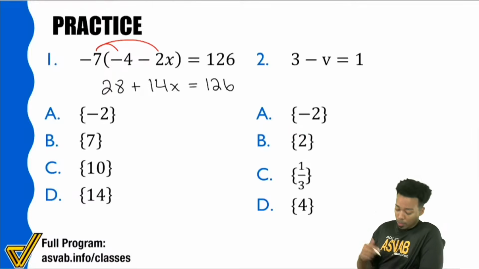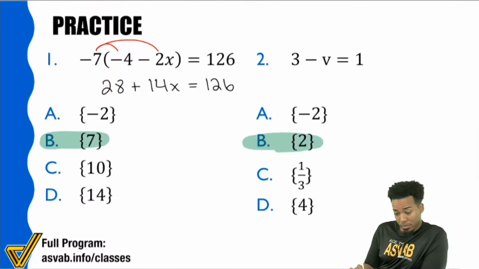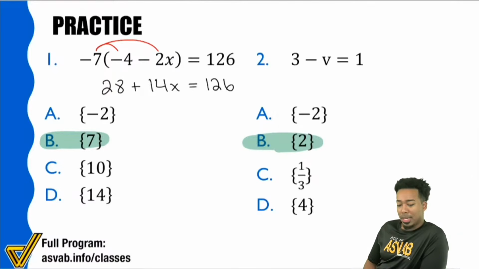Okay. So with that, the answers here are going to be 7, if I did that quickly in my head, and 2. 7 and 2. B and B. But with that said, Leslie, you got it right.